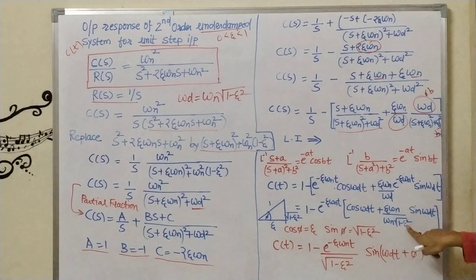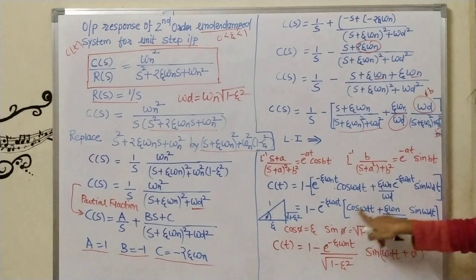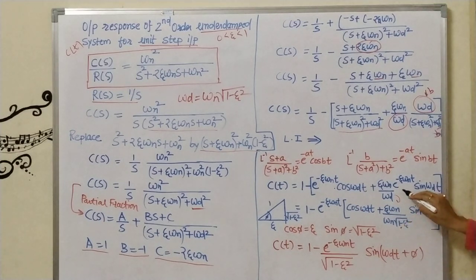Look at this, omega n under root of 1 minus zeta square. Here I have not shown one step, I have directly written, but I will explain that term also. Cos omega dt plus zeta omega n upon omega d, I have replaced this omega d with this term, and this is nothing but sin omega dt.